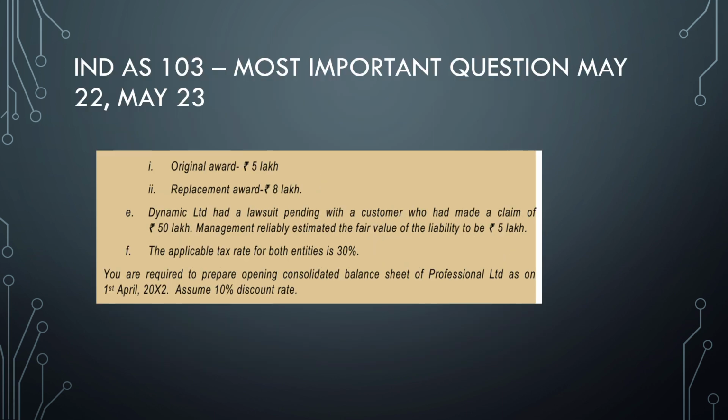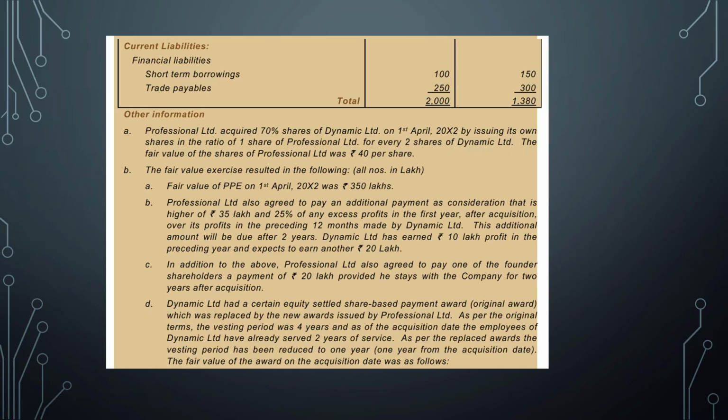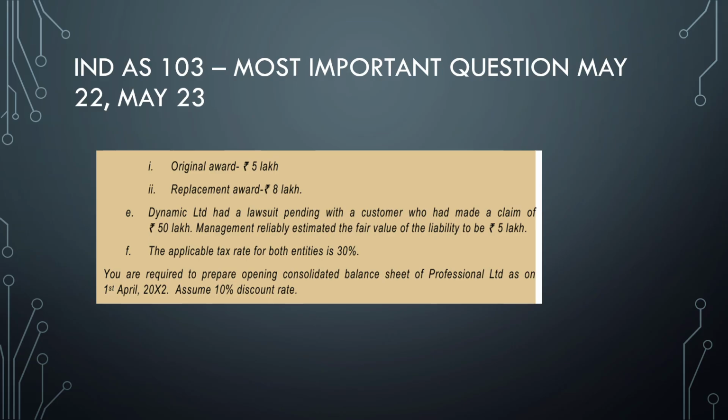Now in this question, Dynamic has a lawsuit also, so the fair value of the liability is 5 lakhs. You are required to prepare the opening consolidated balance sheet of Professional Limited as on 1st April. Assume 10% discount rate. A key part in the other information is the replacement award and original award. The values are given.